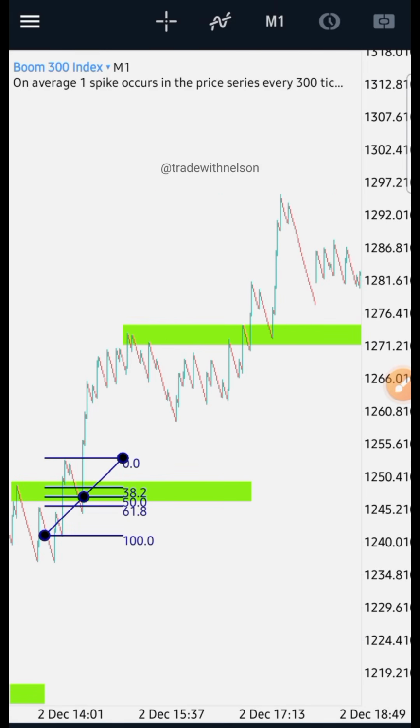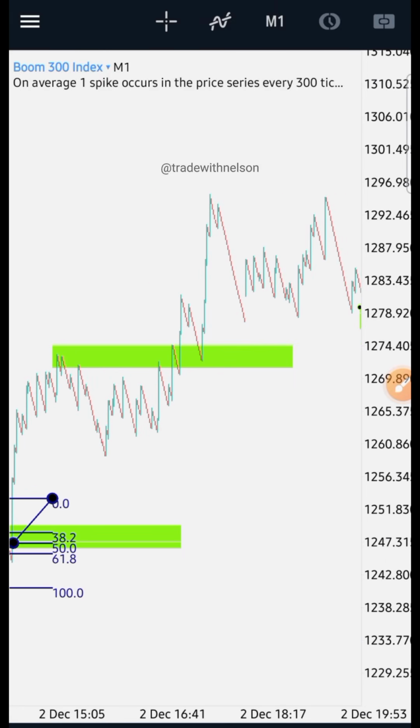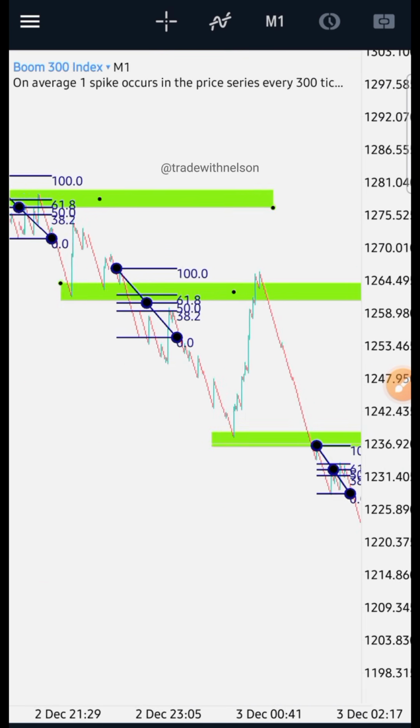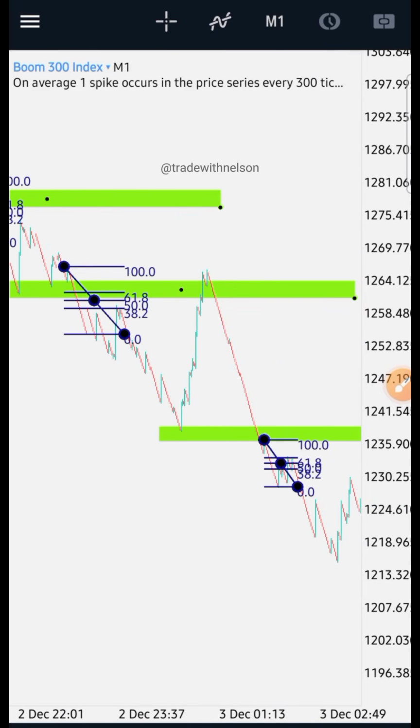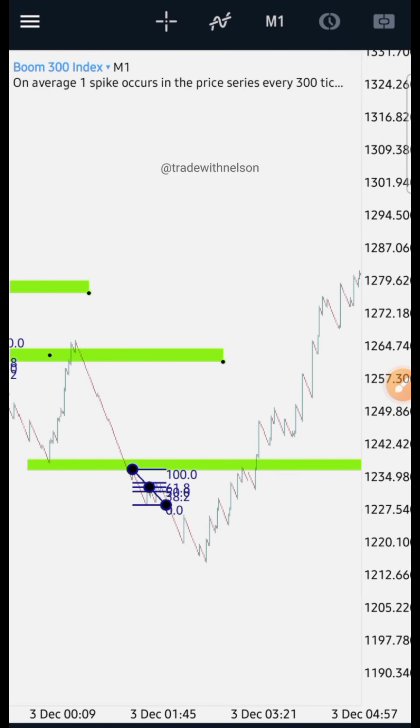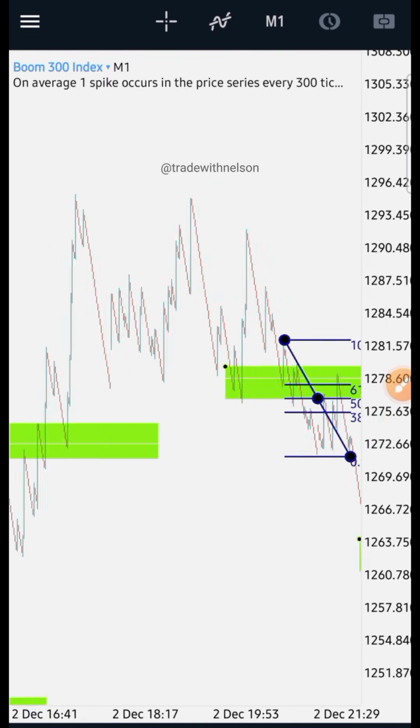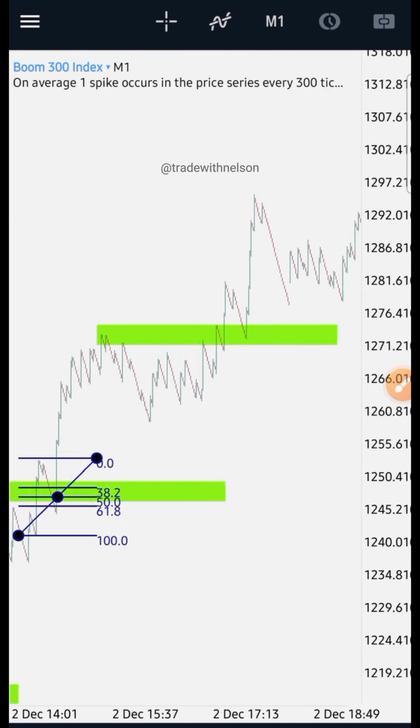So you can actually use it also for your boom 500, 1000, 300, crash 500, 1000, 300, 600, 900, and so on. You can also use this strategy for volatility if you want, because it is price action, it is not an indicator. It can be used for most of the market.